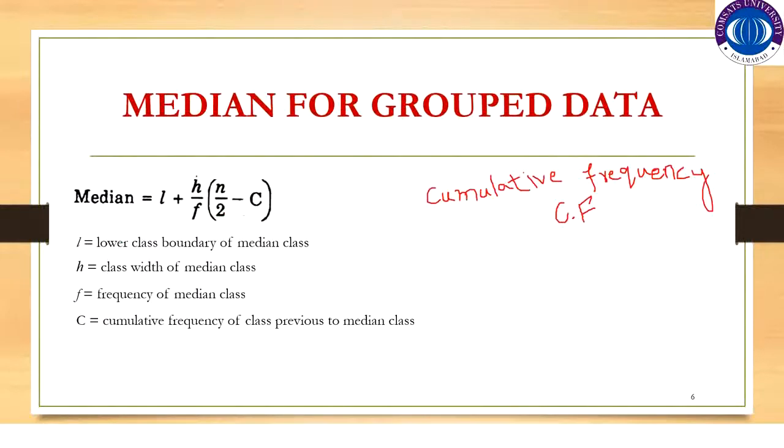Now we will go back to the formula. What is L? L is the lower class boundary of the median class. h is the class width or class height of the median class. f is the frequency of the median class. And C represents the cumulative frequency of the class previous to the median class.